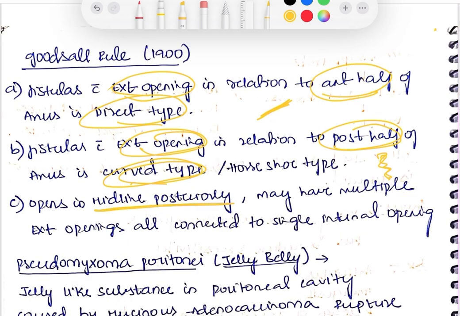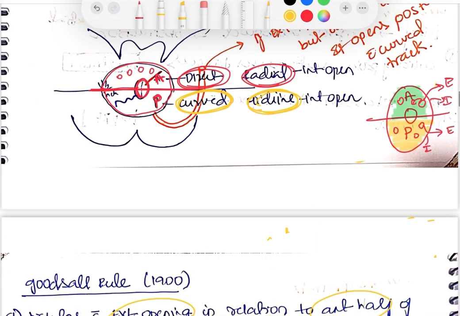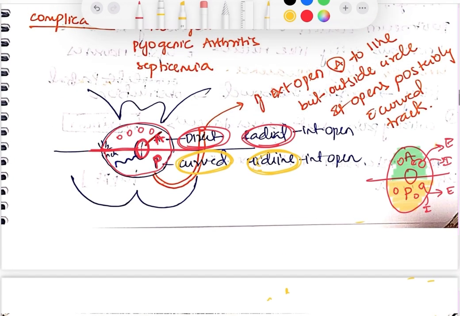So what opens in the midline posteriorly? The internal openings of the posterior part will be of midline type, whereas the internal openings of the anterior will be of radial type. And it may have multiple external openings but all connected to a single internal opening. So what are they saying? Externally there can be many openings, but internally there will be only one opening. So this is the Goodsall rule.